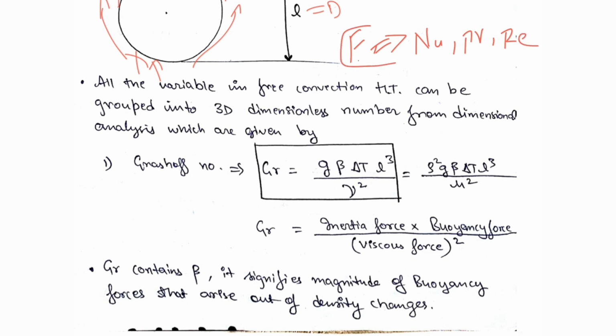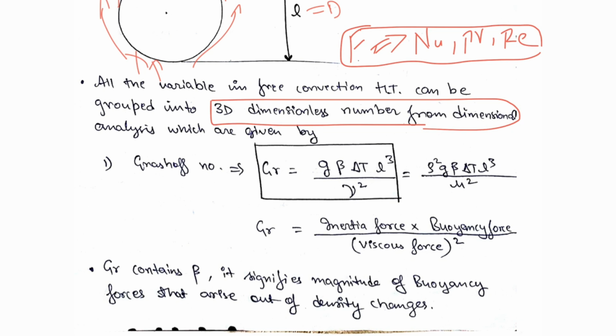Now, if you do the same dimensional analysis here, h being a function of g, beta, delta T, L, rho, mu, Cp, k, you will get three dimensionless numbers. Those are Grashof number, Nusselt number, and Prandtl number. First of all, what is Grashof number? Grashof number formula is very much important. You must remember this. It is g beta delta T L cube upon nu square. It can also be said as a ratio of inertia force into buoyancy force upon viscous force square.